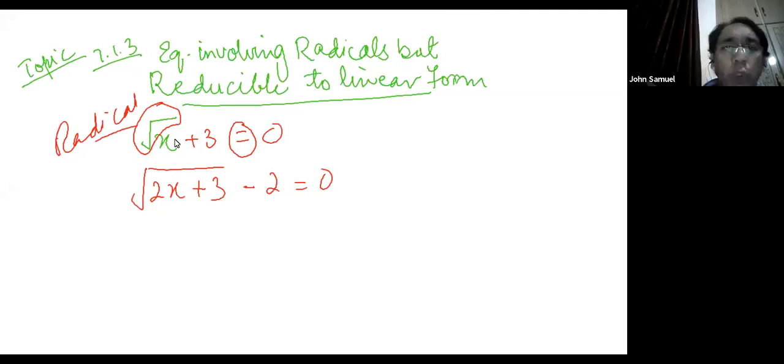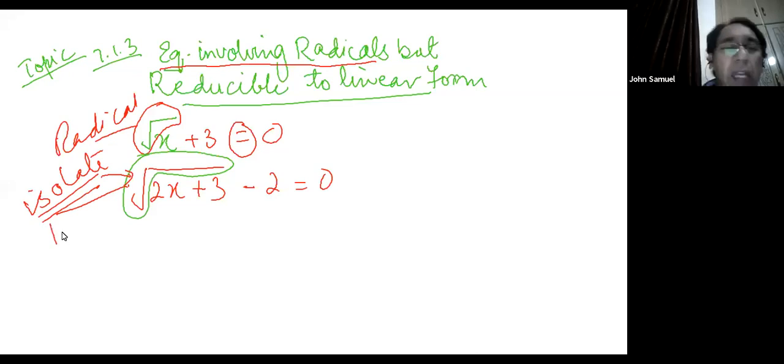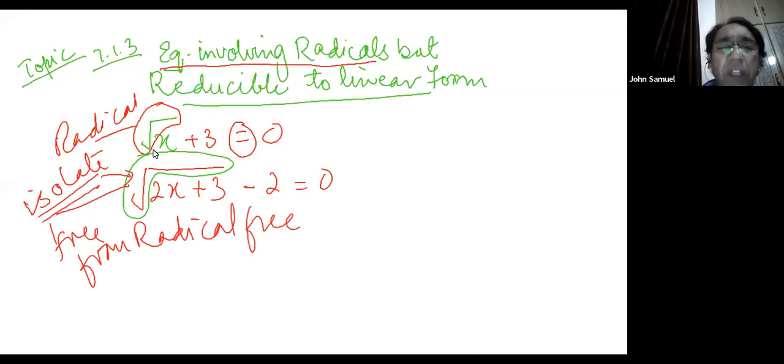So due to this radical form, we say it is a radical equation. So an equation involving, I repeat my words, an equation involving a radical sign. What to do? We have to make this radical equation isolated. Isolate means free from the radical sign. The first thing we have to do is make it free from the radical sign.